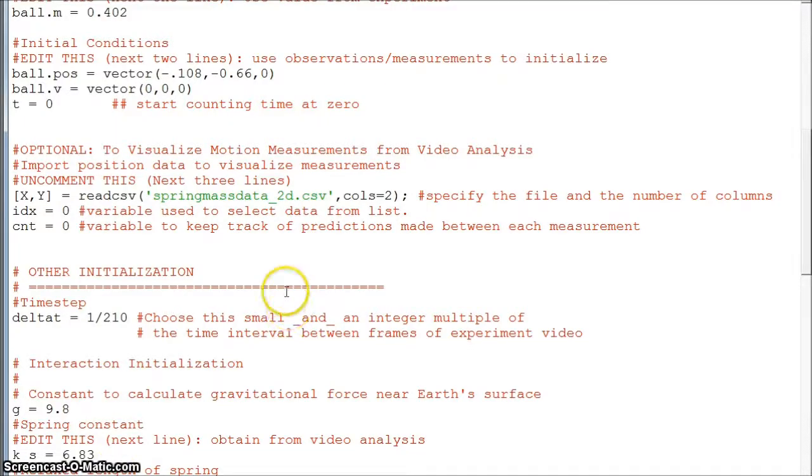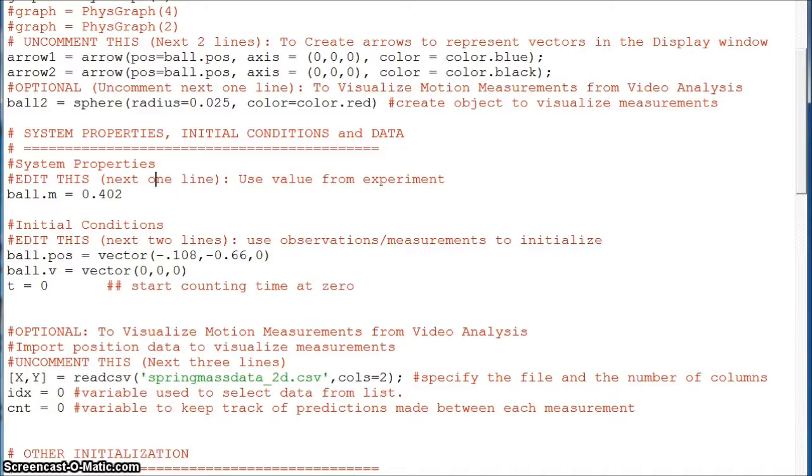To compare the model with the observed data, I have input the CSV file into the code. The CSV file is named springmassdata_2D. Using the Python code given to us, I adapted the code to fit our experiment. The mass of the ball is equal to 0.402 kilograms. The starting position of the ball is equal to the vector negative 0.108 in the x direction, negative 0.66 in the y direction, and 0 in the z direction. And that is position in meters. Additionally, the initial velocity is 0 as the object begins at rest.